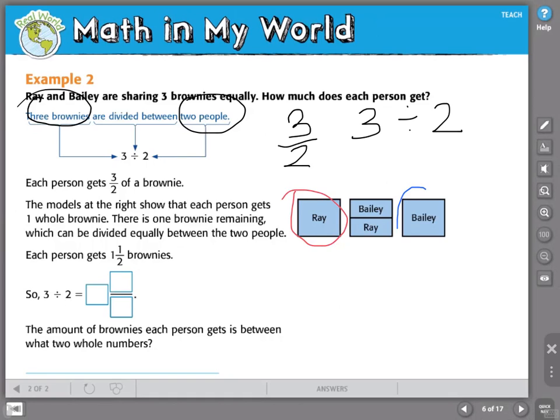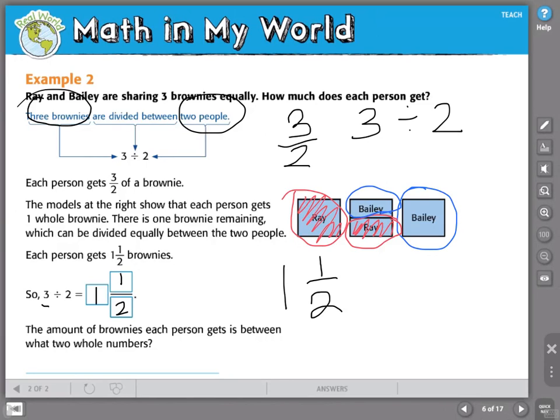Ray gets a brownie, Bailey gets a brownie, and there's 1 brownie remaining. So Ray will get half of that brownie, and Bailey will get the other half. Another way to say that is each person gets 1 and 1/2 brownies. Ray ate 1 and 1/2 of a brownie. So 3 divided by 2 is 1 and 1/2.